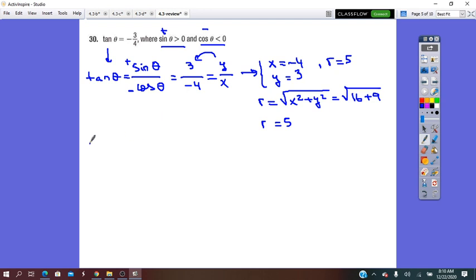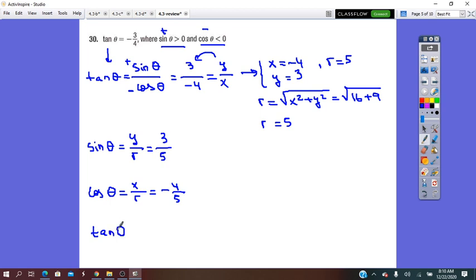So sine theta is y over r, and equals 3 over 5, since y is 3 and the radius is 5. Cosine theta equals x over r. X is negative 4, and the radius is 5. And tan theta is given as negative 3 over 4.